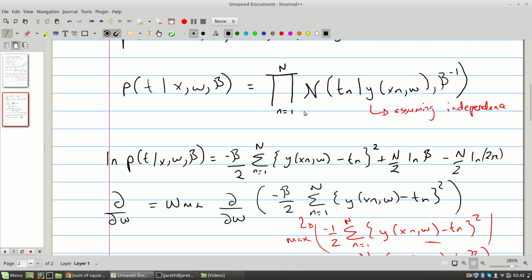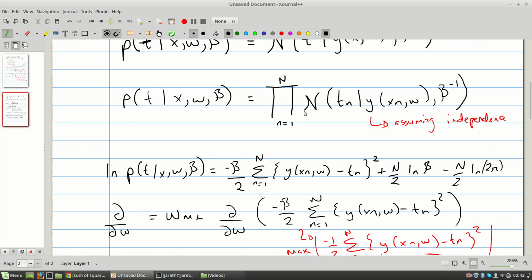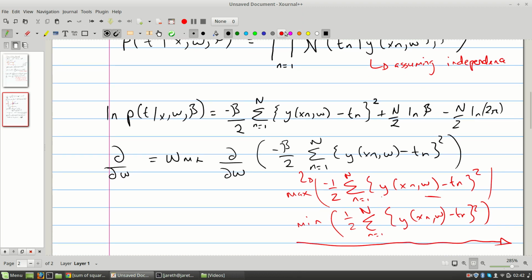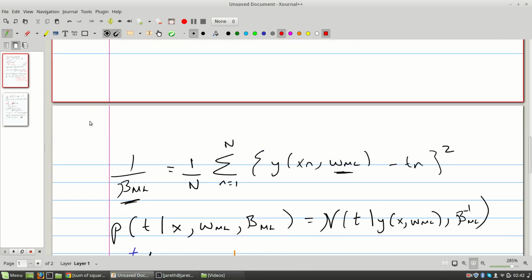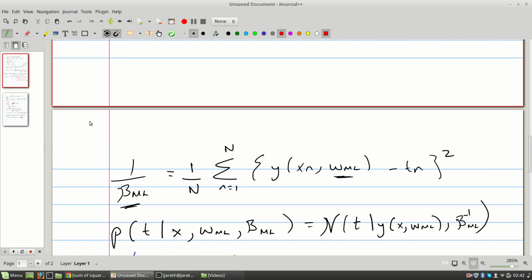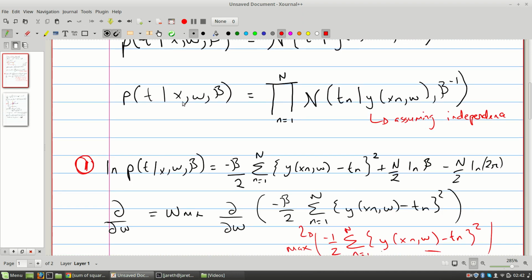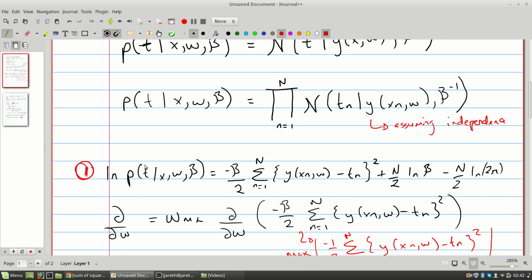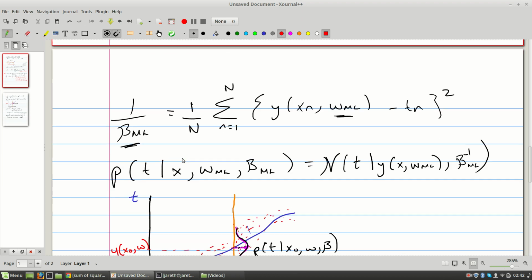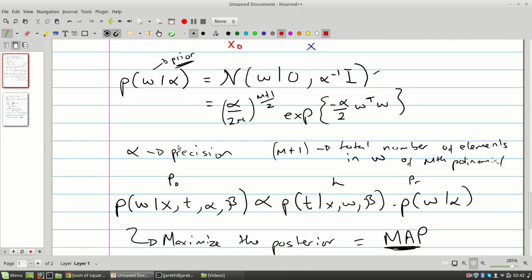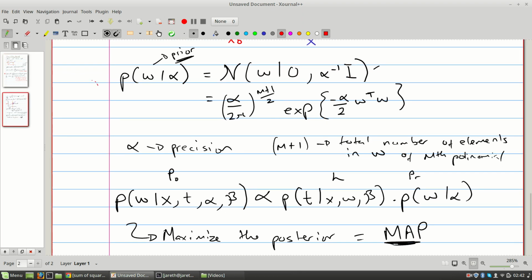So you can do this yourself as an exercise. This is equation number 1, and the other equation that we encountered was for the log of the likelihood. The second one is the one we see here.